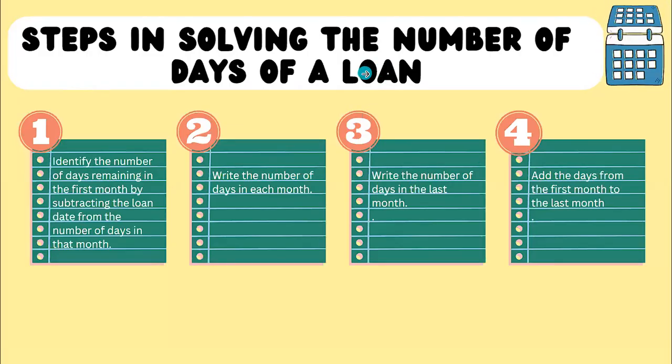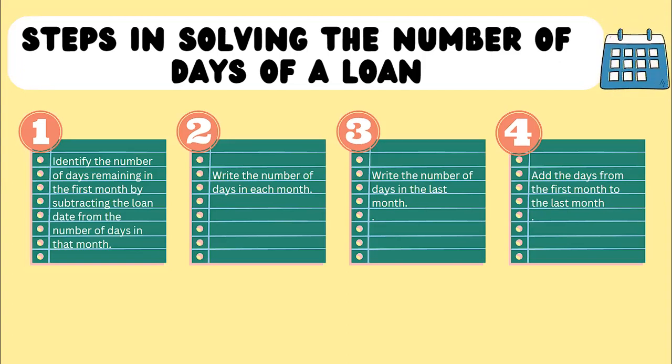Next, steps in solving the number of days of a loan. We have here 4 steps. First, identify the number of days remaining in the first month by subtracting the loan date from the number of days in that month. For example, the given loan date, or origin, is September 15. We need to know the remaining days in the month of September. September in actual time has 30 days, sorry, not 31. So we subtract 15 from 30, which is equal to 15. Therefore, in September, there are 15 days left. That's how simple it is.